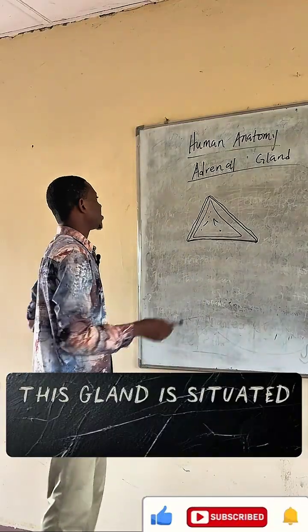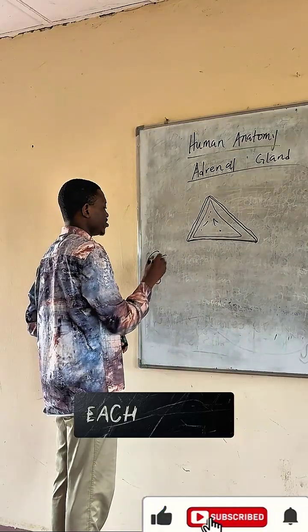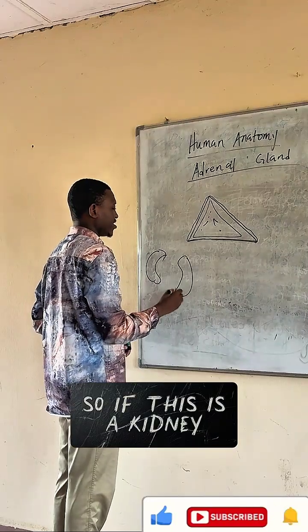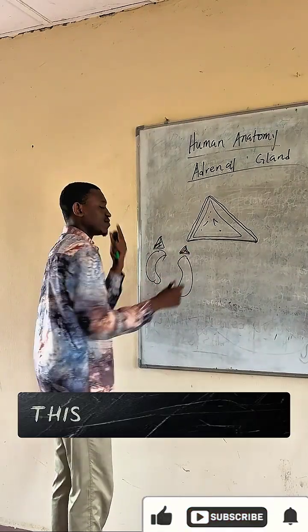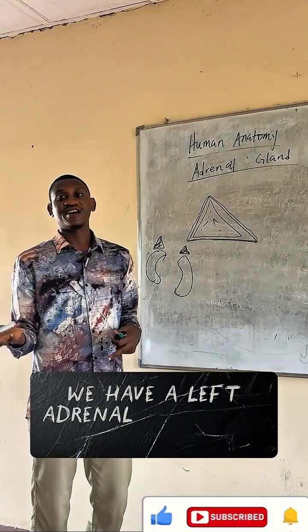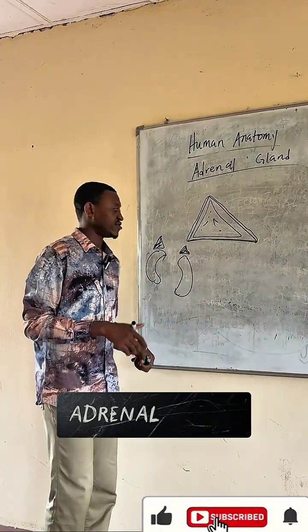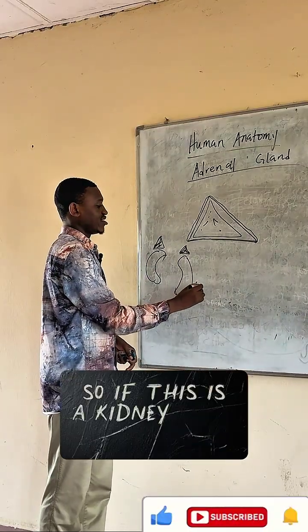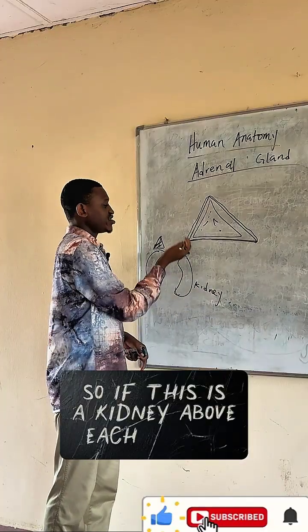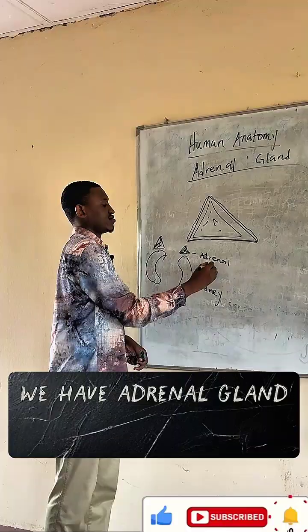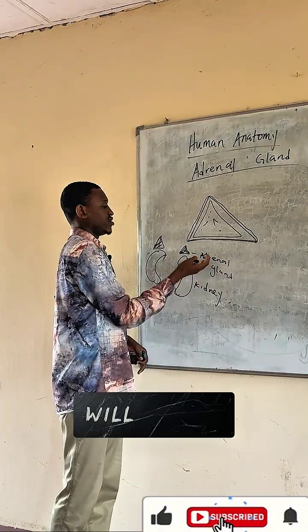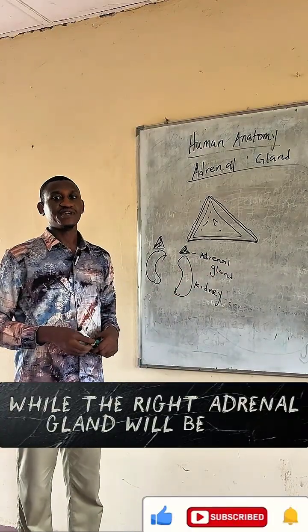This gland is situated at the superior pole of each kidney. So, if this is a kidney, at the superior pole of each kidney, we have this bilateral gland. We have a left adrenal gland and a right adrenal gland. So, if this is a kidney, above each kidney, we have what? We have adrenal gland. So the left adrenal gland will be here, while the right adrenal gland will be here.